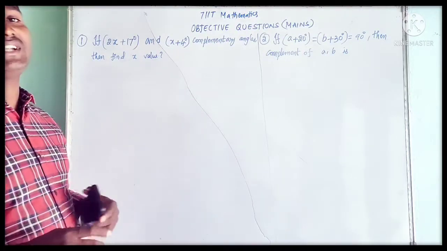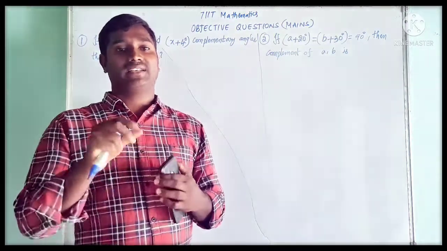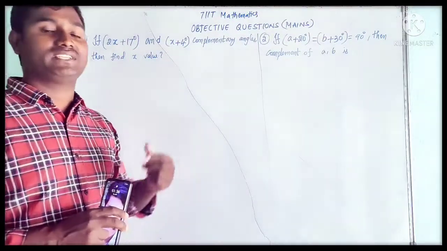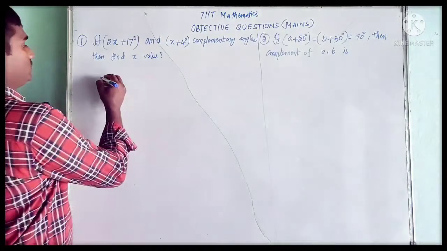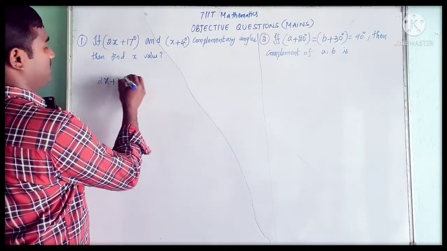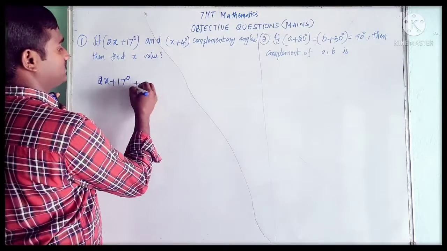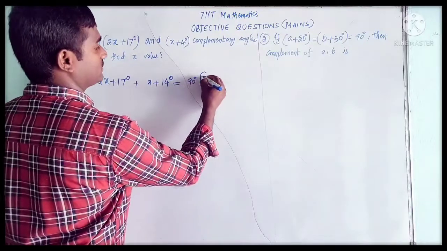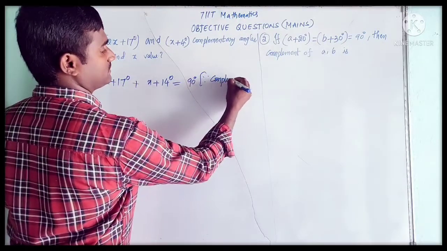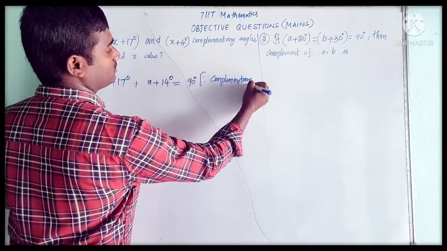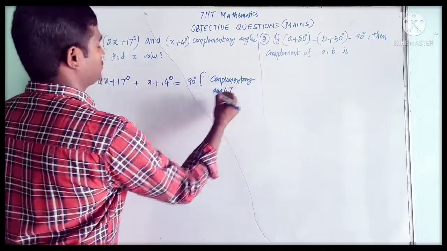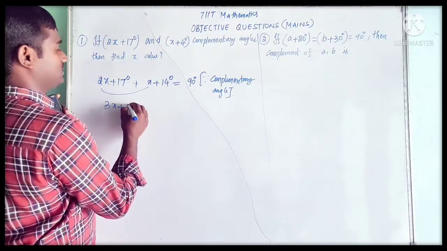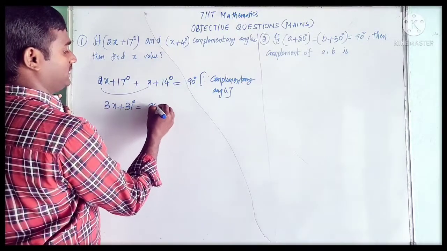We know that the sum of the two complementary angles is 90 degrees. So 2x plus 17 degrees plus x plus 4 degrees equals 90 degrees, because these two are complementary angles. Now x plus 2x is 3x, and 17 plus 4, which is 21 degrees, equals 90 degrees.